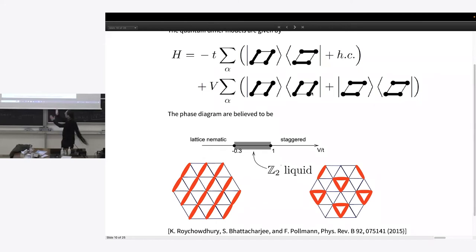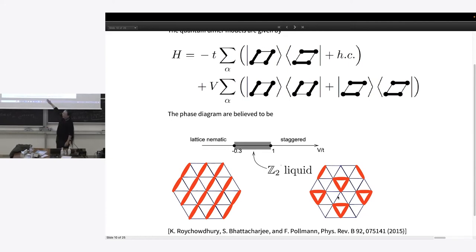Basically, if you find a parallel pair of dimers, you can either assign it an energy, a potential term V, or you assign it a kinetic term T, which flips both of the dimers. So the previous common wisdom is that the phase diagram of this model looks like this. When V over T is much bigger than some critical value, which happens to be one, there is a phase that people call the staggered phase. You can easily see that this staggered wave function is an eigenstate of your Hamiltonian, because there are no parallel dimers on it, so both the T term and V term annihilate it, so it's a zero energy state.